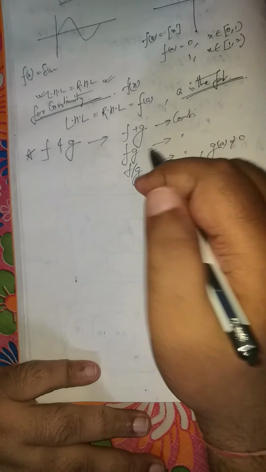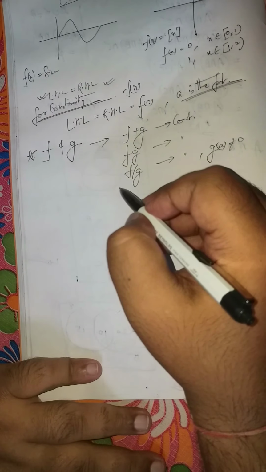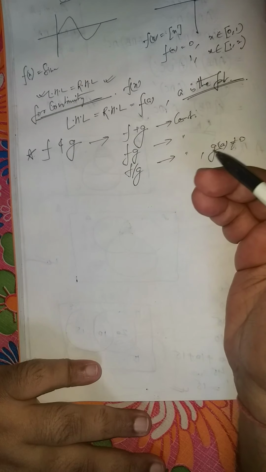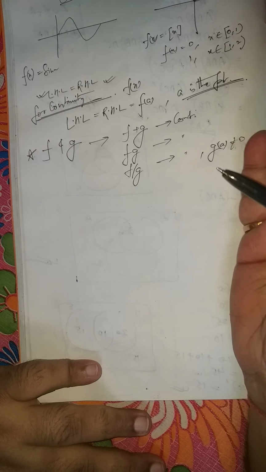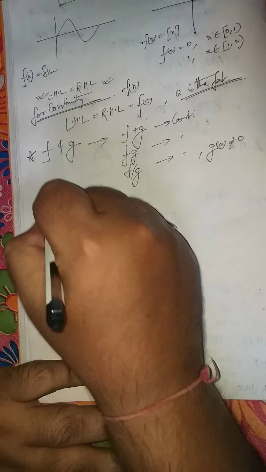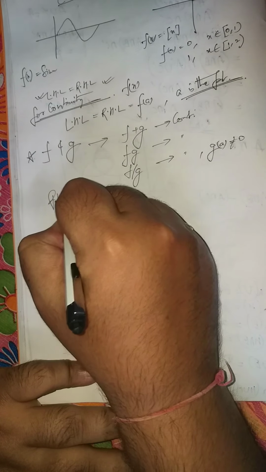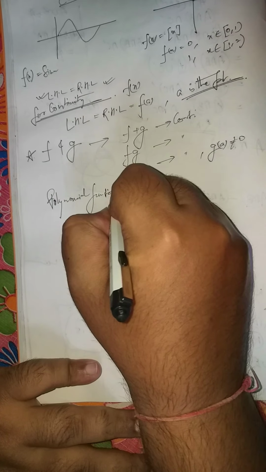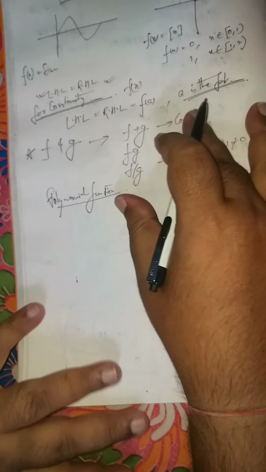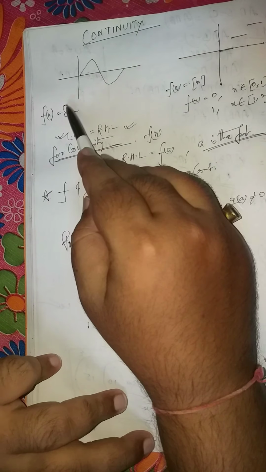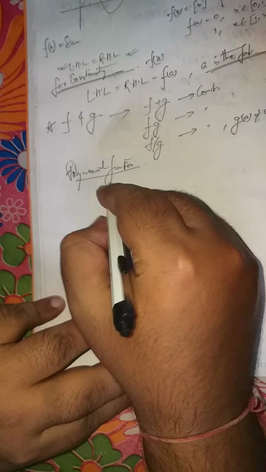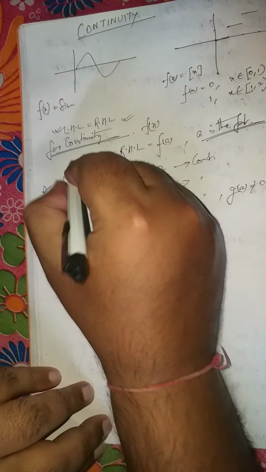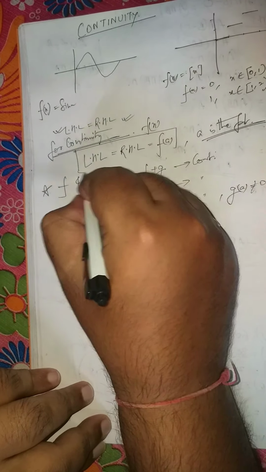So these were a few things. Any rational function is continuous, provided the denominator is not equal to 0. Any polynomial function is continuous. A trigonometric function is continuous, whether it is sine, cos, tan, cosec, like this. We will see some examples from the exercise, but the prime thing you have to remember is this.